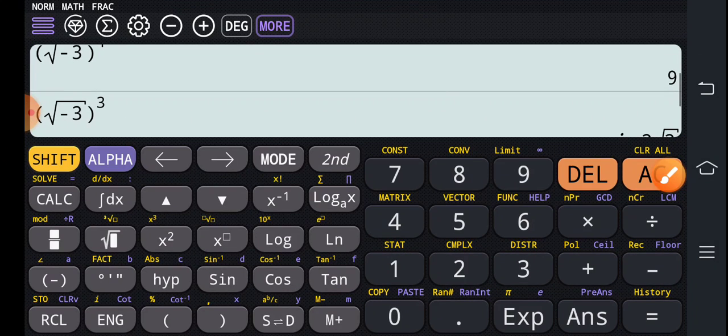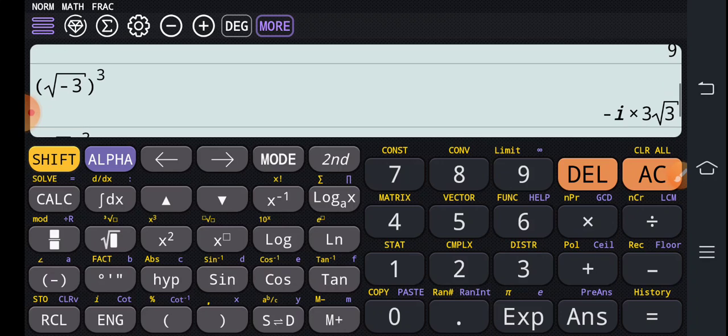Let's say we have the cube of the quantity square root of negative 3. So the result looks like this, or the result is negative i times 3 square root of 3. How are you going to do it?